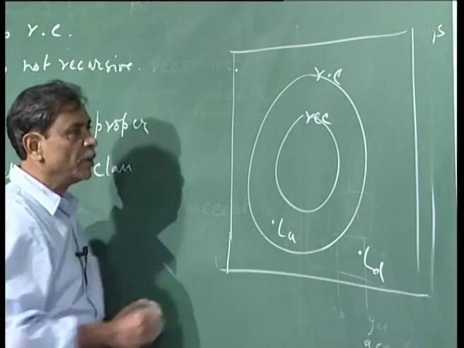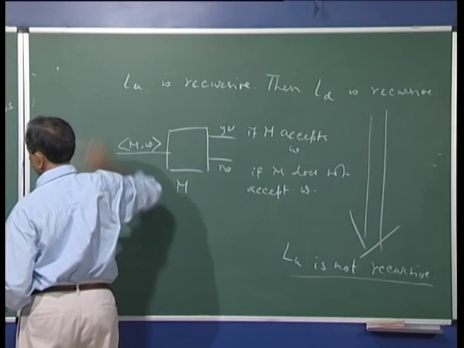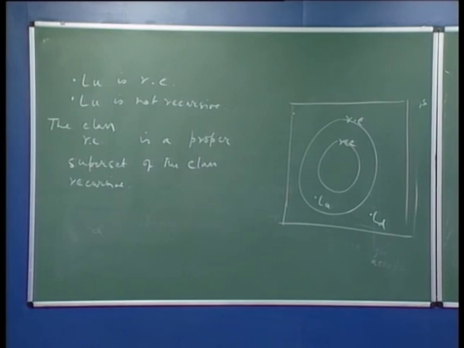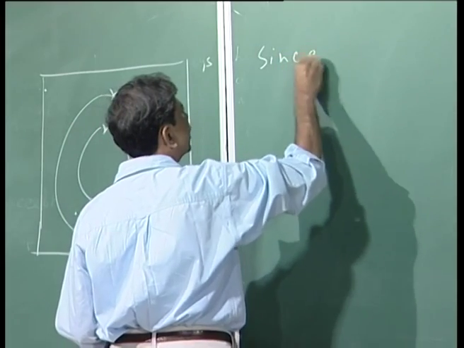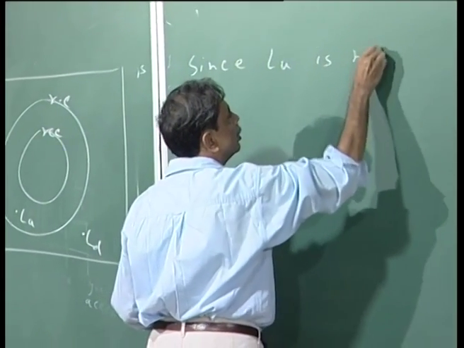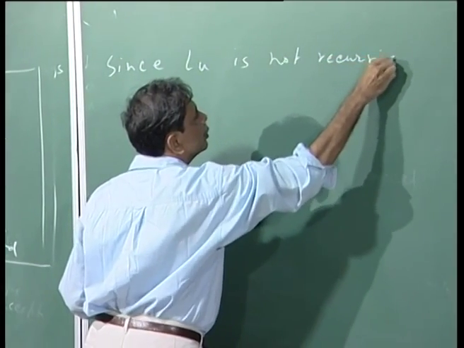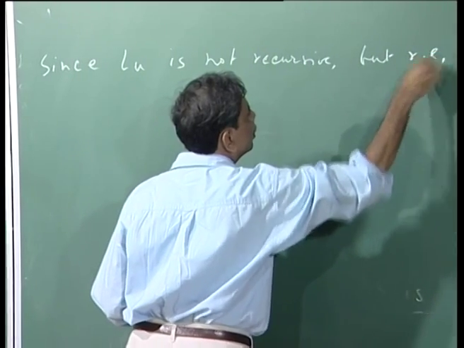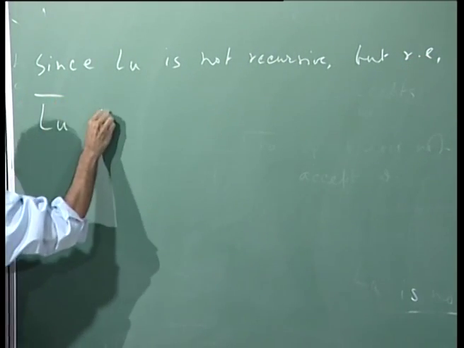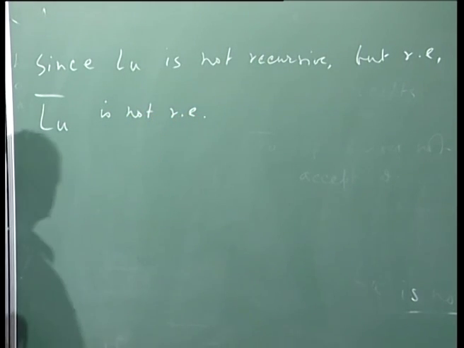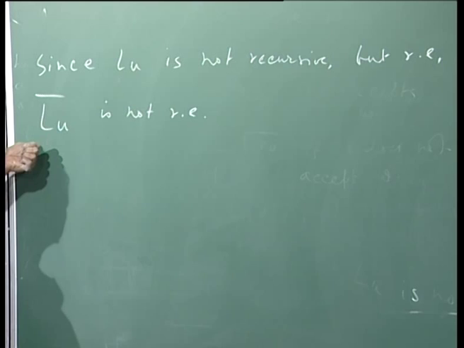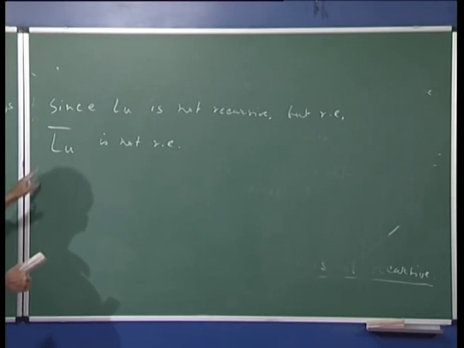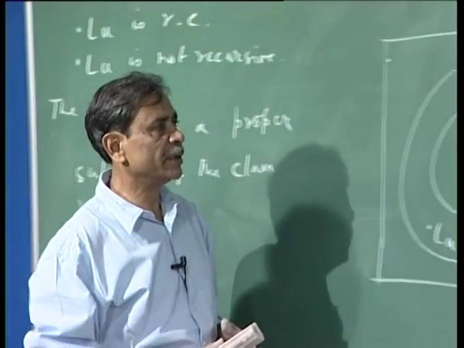Now, what about the complement of LU? Clearly, since LU is not recursive, but RE, LU complement is not RE. Because we know LU is recursively enumerable. If LU complement is also recursively enumerable, then LU would have been recursive. But we know LU is not recursive. So, LU complement is not recursively enumerable.